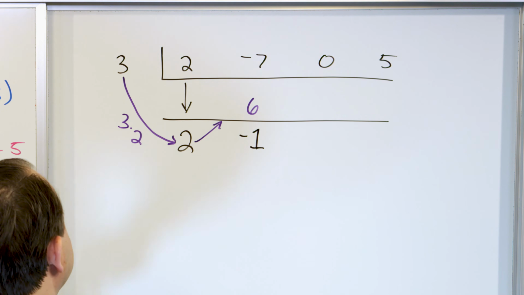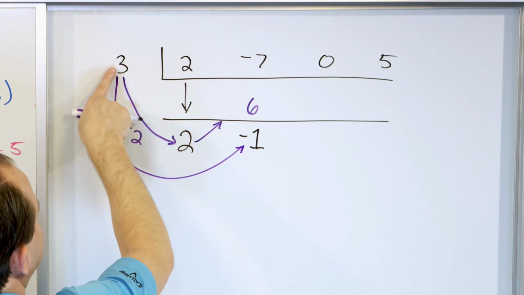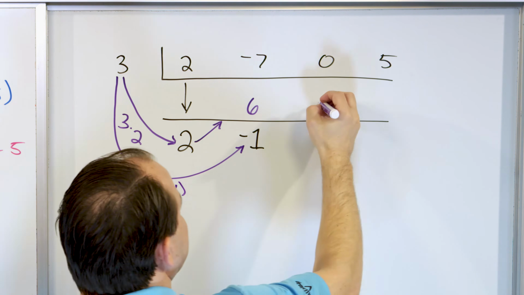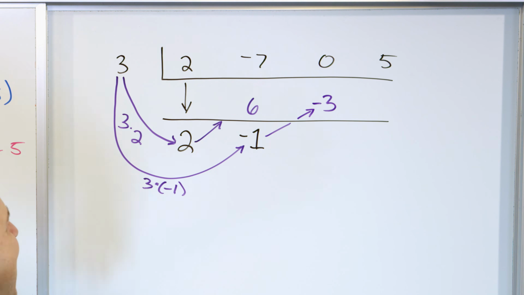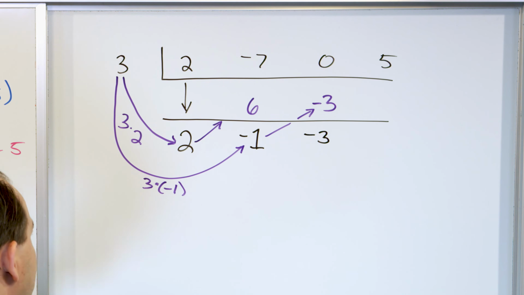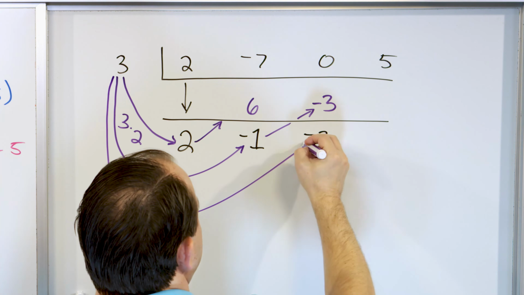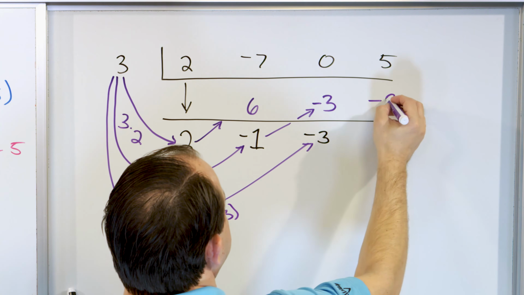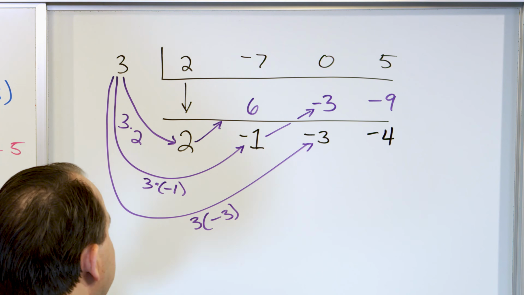Once this number is in place, I'm again going to carve through the next position here and say 3 times the -1, which is -3, which goes in the next position right here. And then I add these together. 0 plus a -3 is -3. And then once I have this in position, the same thing happens here. I go through here, and it's 3 times a negative 3, which is negative 9, like this. And then I add these together, and it's negative 4. So then I've arrived at the answer.